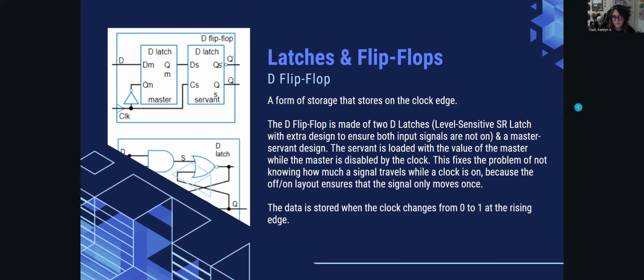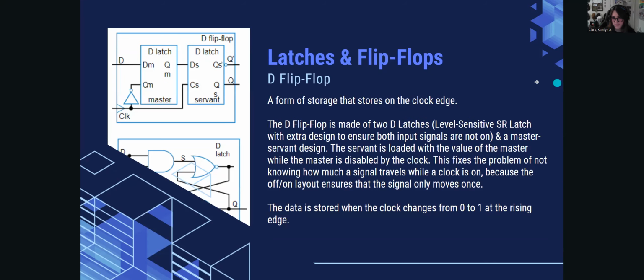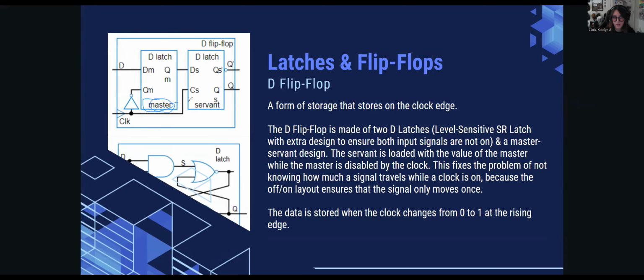So a D flip-flop is kind of just the upgraded version of what we had before. It's made of 2 level-sensitive SR latches that have extra design built into them to make sure that both input signals are stable. So it's this plus a couple more things that make sure that oscillation isn't going to happen. 2 of those are put together in a master-servant relationship design. So this piece here, the master, is going to tell the servant what value it needs to be storing, and this will be storing that value.